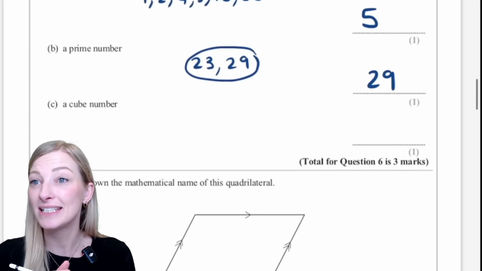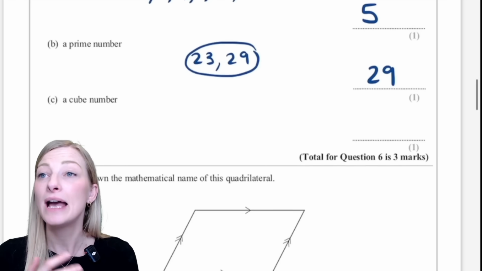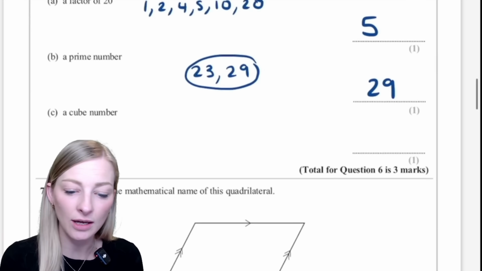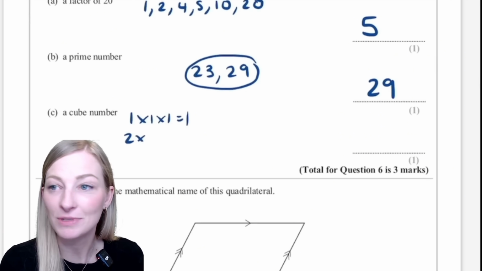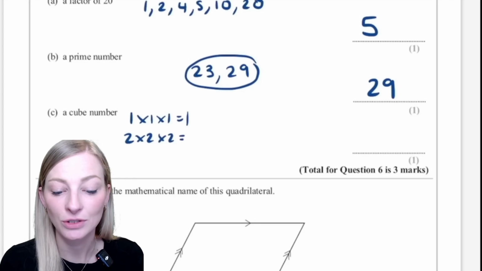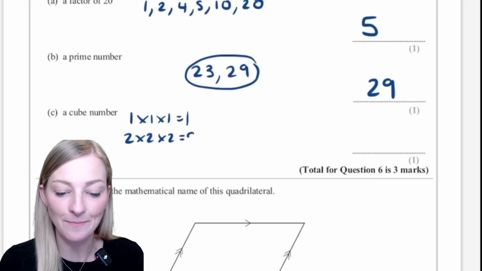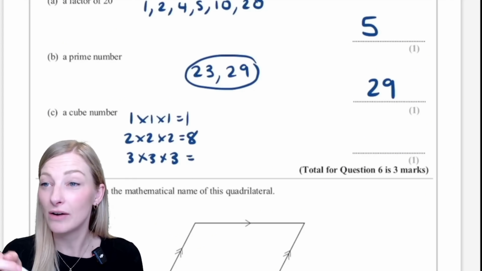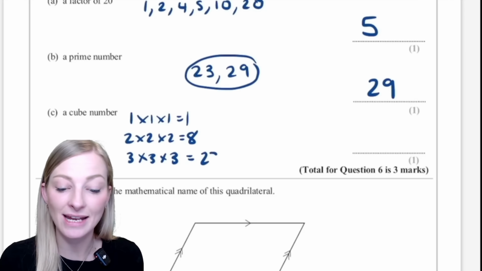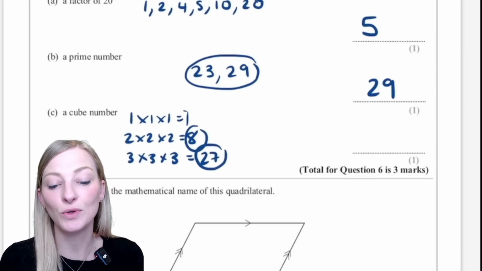Okay, and then part C asks for a cube number. And a cube number is the answer when you do 1 times 1 times 1. So that's 1. 2 cubed is 2 times 2 times 2. 2 times 2 is 4, times 2 is 8. 3 times 3 times 3. So 3 times 3 is 9, times by 3 is 27. And it's this answer that is your cube number.